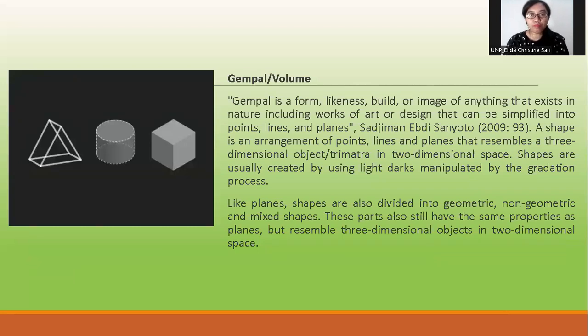How about the form? This is a likeness, shape, or image of anything that exists in nature, including works of art or design, that can be simplified into points, lines, and planes. And the shape arrangement of points can be seen as two-dimensional or three-dimensional.